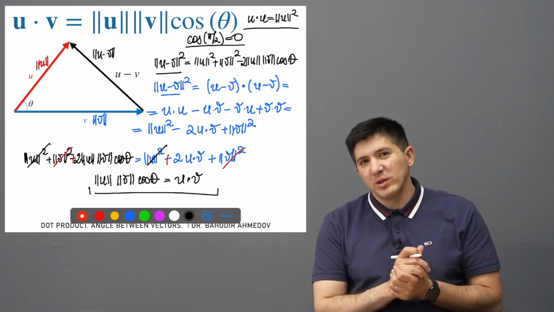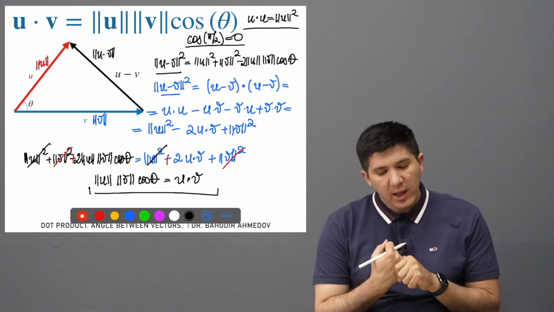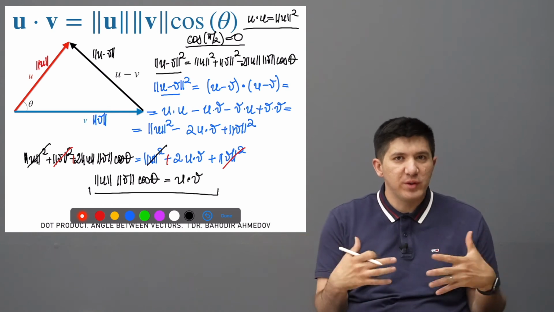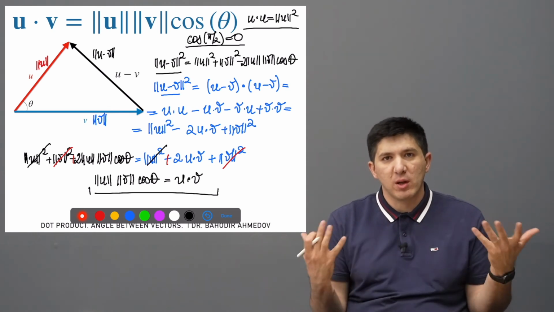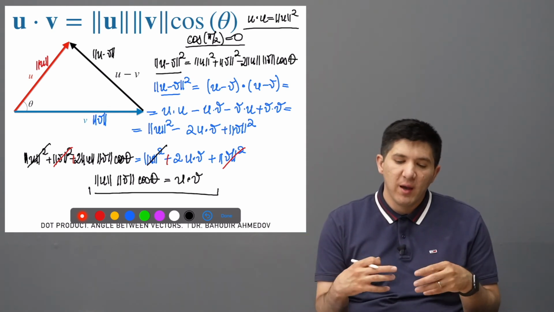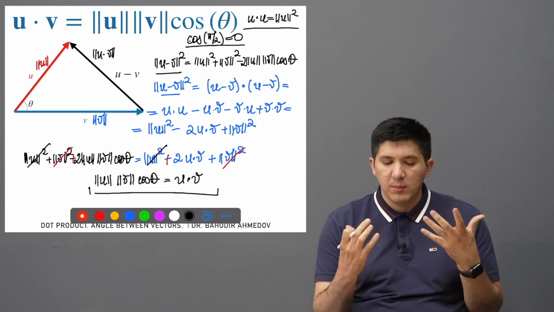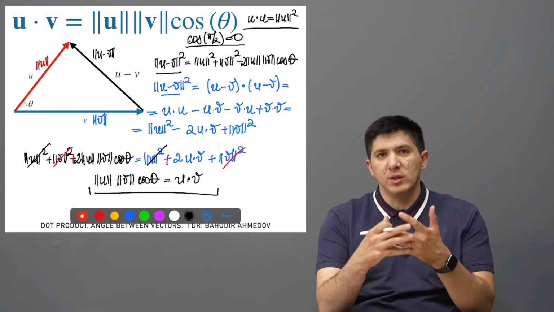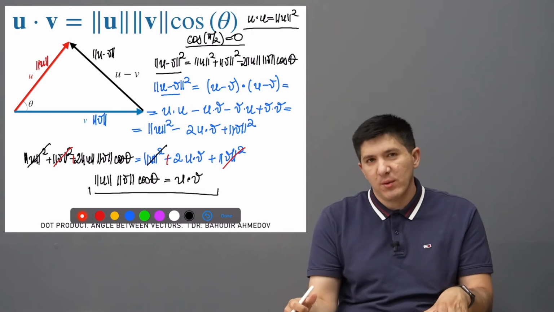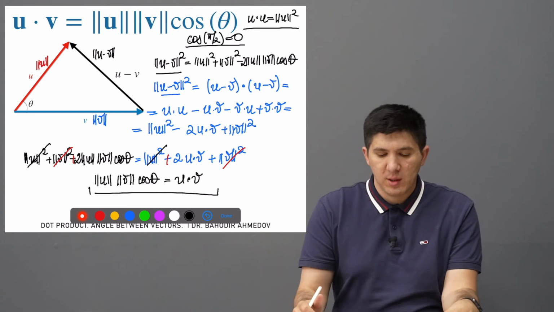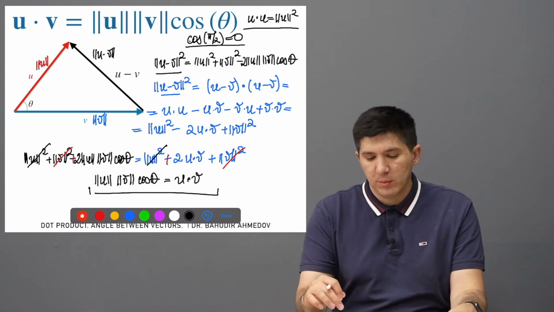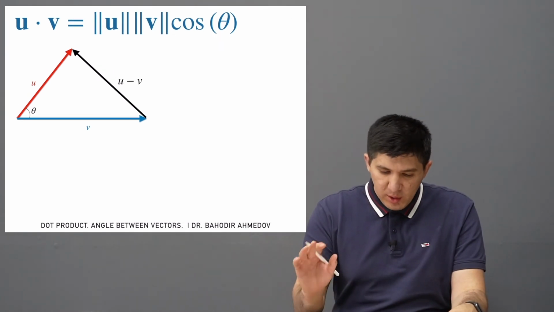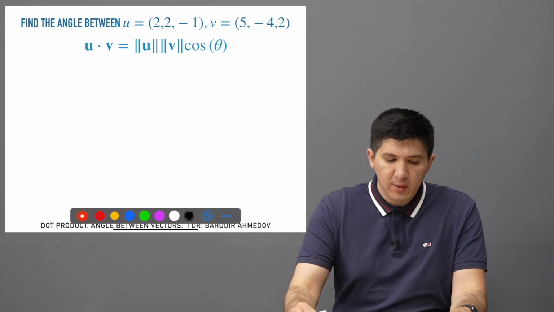So we wanted to prove this equation. Again, you don't need to prove this equation every time you're solving problems, but it is a really important equation, and I wanted you to know that this equation is true and to know this elegant and simple proof. Well, let's use this equation in order to find the angle between two vectors.